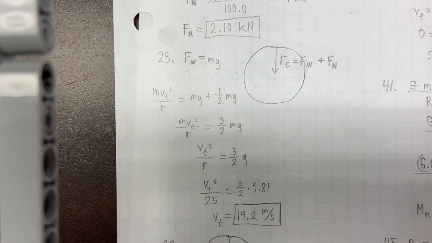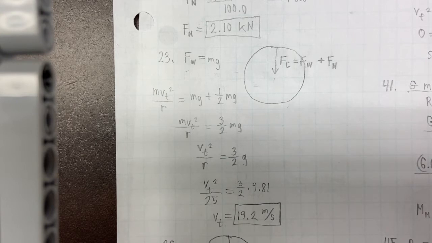How do we know the 1/2 mg? Well, we get that from the givens. It says that it's going to be half his actual weight. Now, keep in mind that the force exerted by his body on the seat is equal and opposite to the force exerted by the seat on his body.